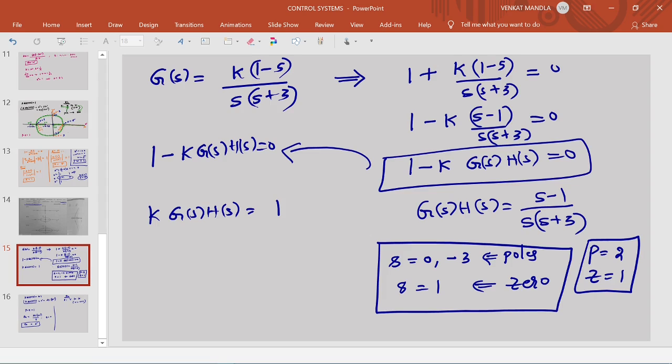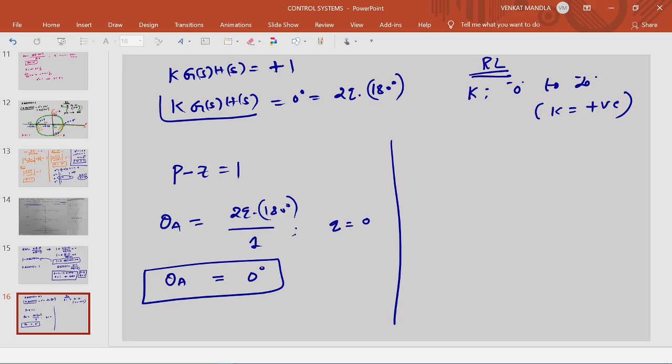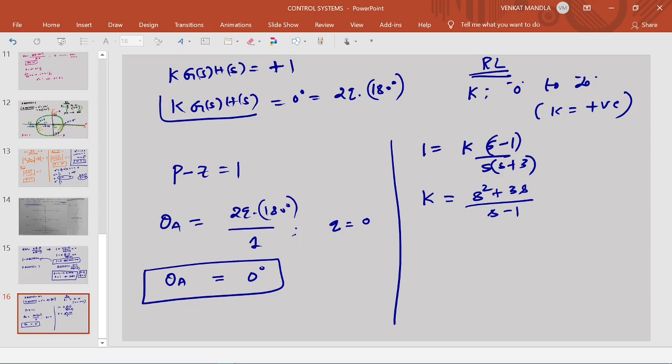Breakaway points. Here 1 minus K (s minus 1) by s into (s plus 3) equal to 0. From this, 1 equals K into (s minus 1) by s into (s plus 3). So K equals (s square plus 3s) by (s minus 1). dK by ds equal to 0. From this you will get breakaway points.